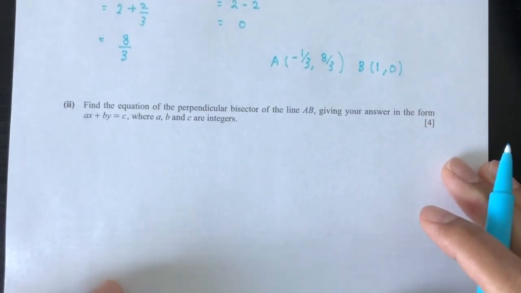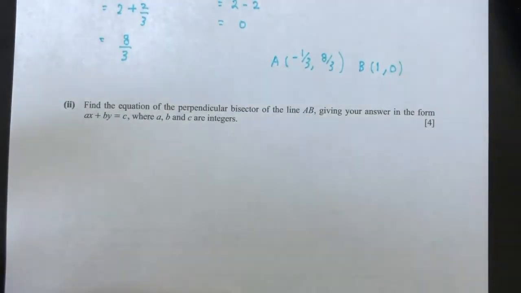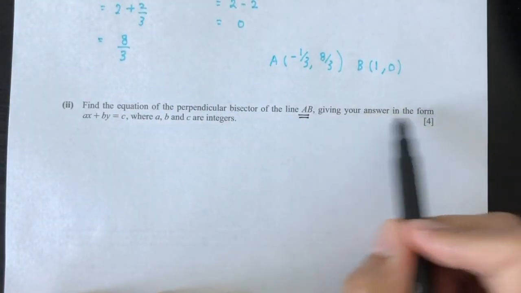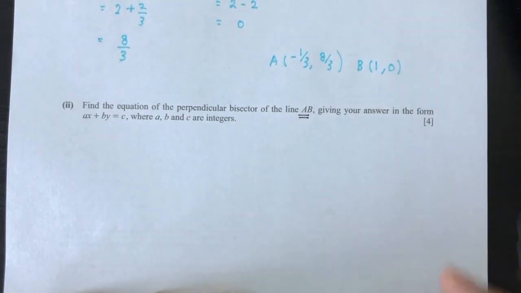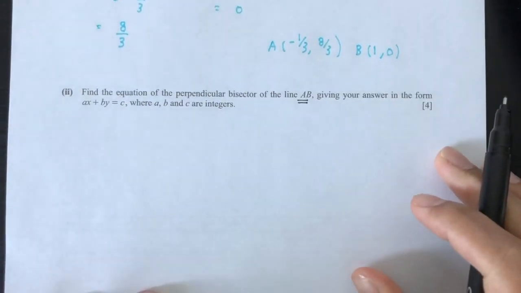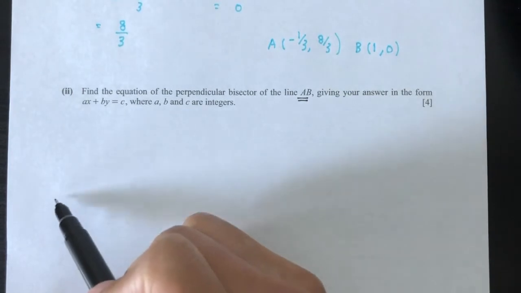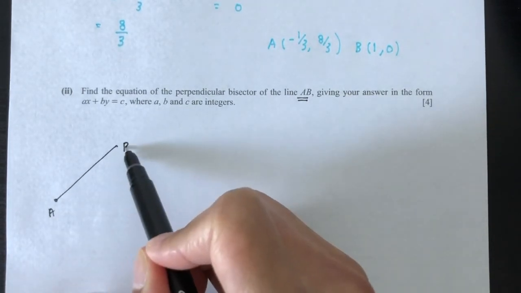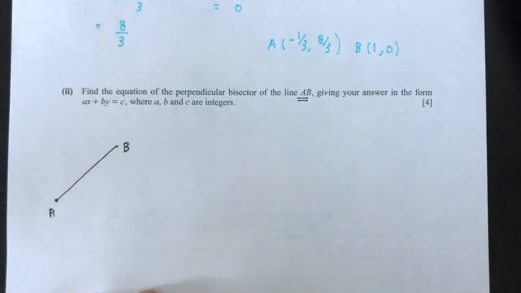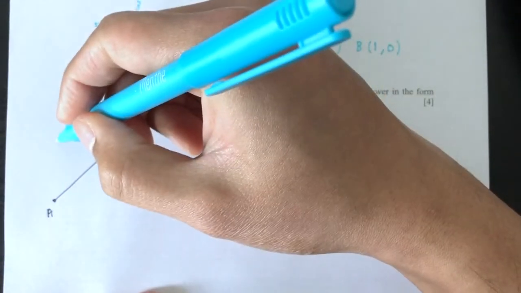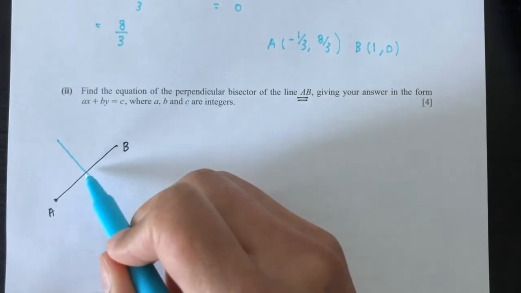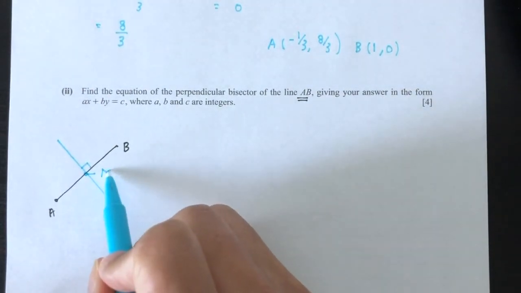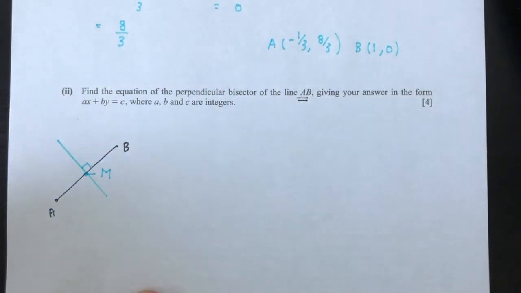Now for part 2, we have to find the equation of the perpendicular bisector of the line AB, giving your answer in this form. So basically what do you need to find? You have to understand, we have a line AB, let's say they are in this direction, for example, A and B. So what is the perpendicular bisector? It is a line going through AB at the midpoint at 90 degrees. This is the point M, which is the midpoint of AB, at the angle of 90 degrees.